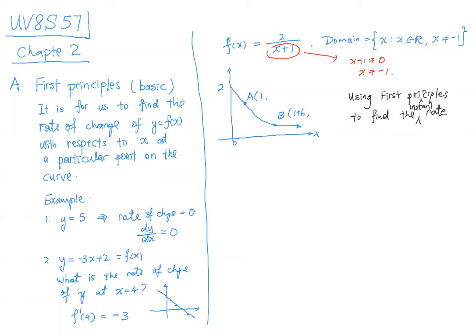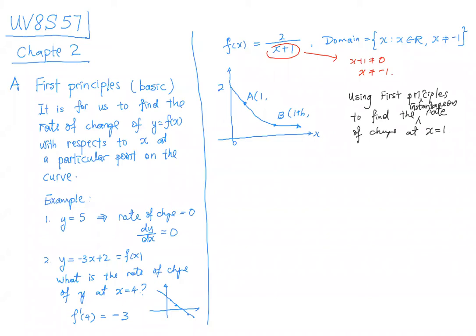Wait, so what's the difference between instantaneous rate of change and normal rate of change? Hold on for a while, let me finish right there. Use first principle to find the instantaneous rate of change at point A, at x equal to 1.